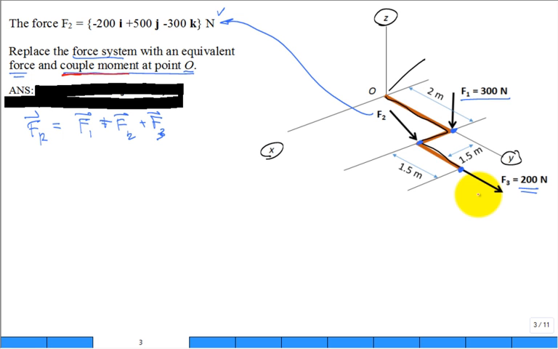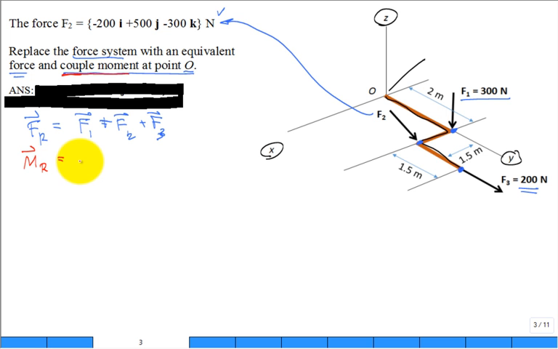So now you're going to have to put a couple moment, a free vector. It's just a moment vector. So it's getting a little more abstract here, but I think we can handle it. So you're interested in getting a moment vector as a free vector, and maybe I'll put an R subscript on it saying, oh, that's my equivalent resultant couple moment applied at point O.